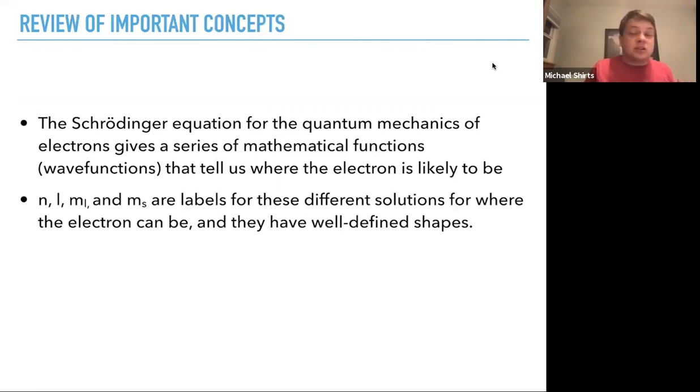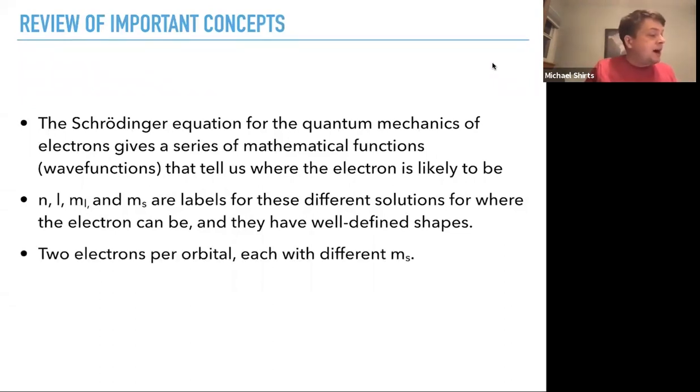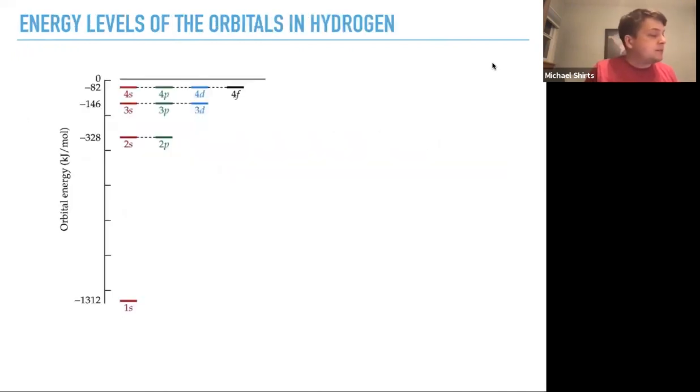And we label these solutions with quantum numbers: principal quantum number, angular momentum quantum number, magnetic quantum number, and the spin quantum number are labels for the different solutions for where the electrons can be, and each of them have well-defined shapes. We know the functional form, we know its formula, we know where the probability is going to be. And we get 2 electrons per orbital, each with a different spin because of the Pauli exclusion principle. You can't have any two electrons that have the exact same quantum numbers.